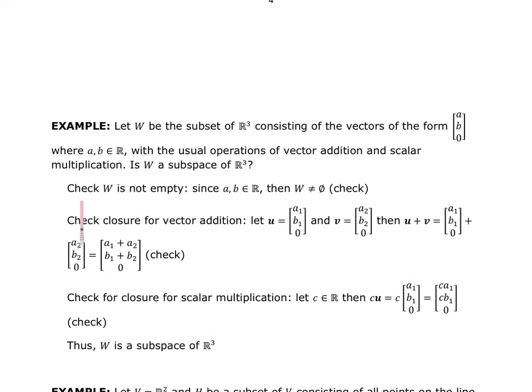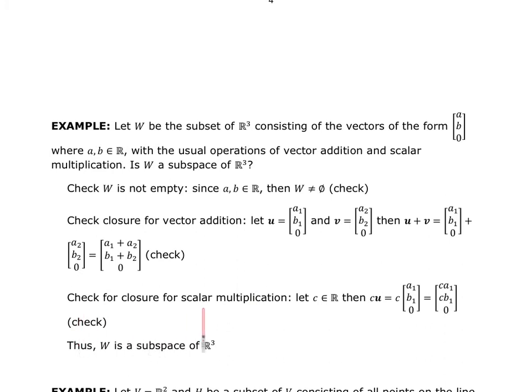Is W a subspace of R3? We have to check to make sure it's not empty. Since a and b are elements of the real numbers, W is not empty. We're going to check vector addition. Let u be (a1, b1) and v be (a2, b2), which are both elements of W. Then u plus v is the regular addition, (a1 plus a2, b1 plus b2, 0). Because these are real numbers, addition of real numbers is still a real number, so we have closure for vector addition.